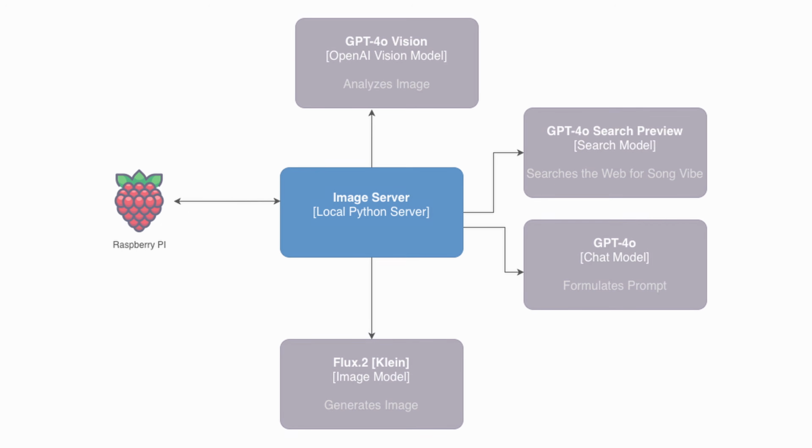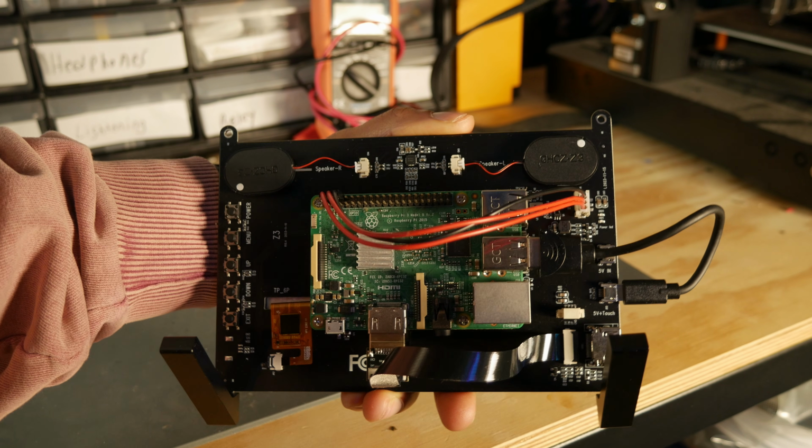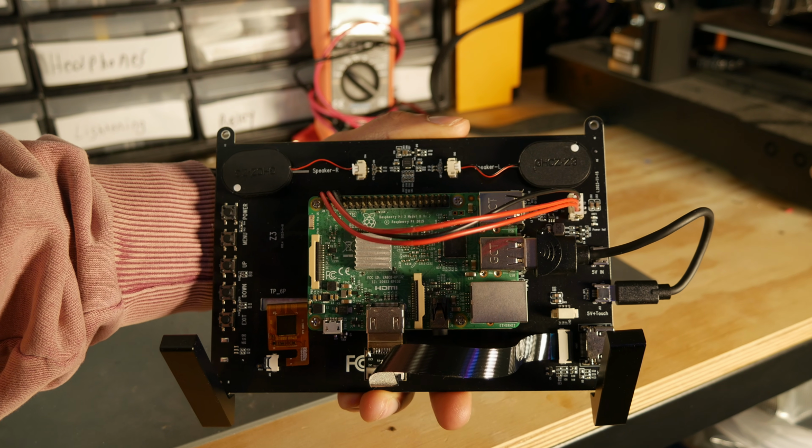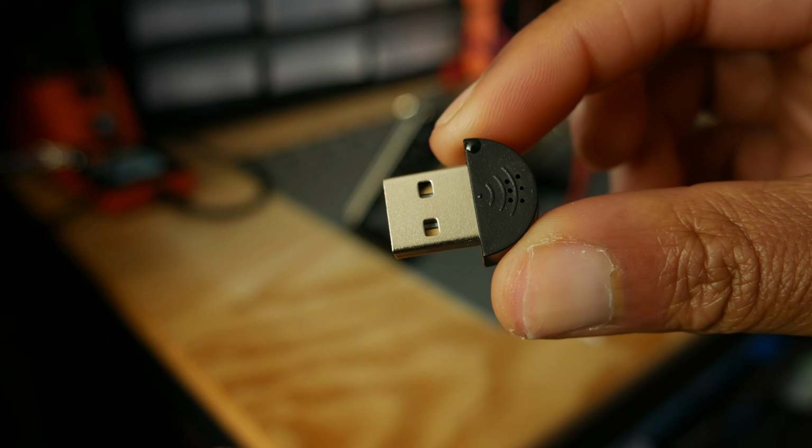So from a system context level, we have the Raspberry Pi, my local Python server, and 4 different cloud hosted models that we're using. So the Raspberry Pi is connected to this IPS HDMI display, and I also have this small USB microphone attached to it. The Raspberry Pi has a couple of different tasks.